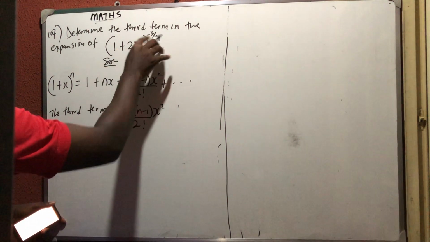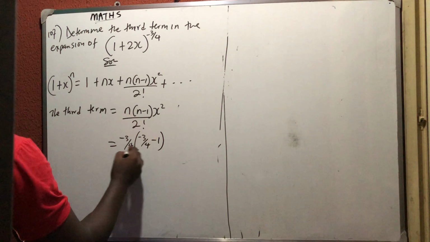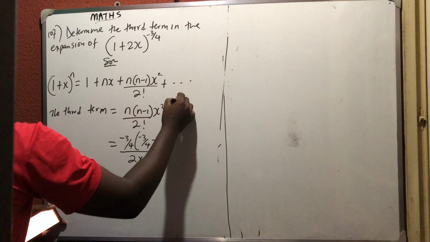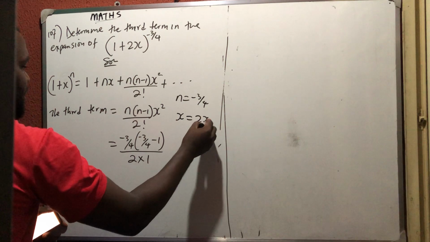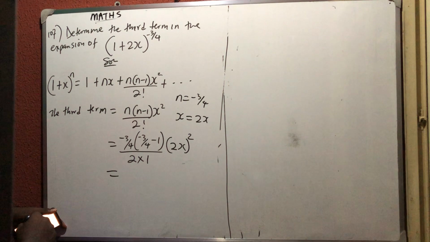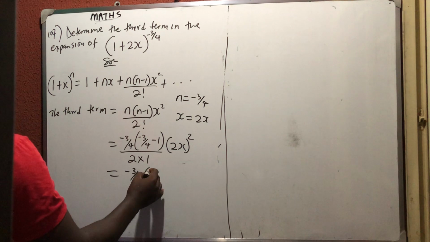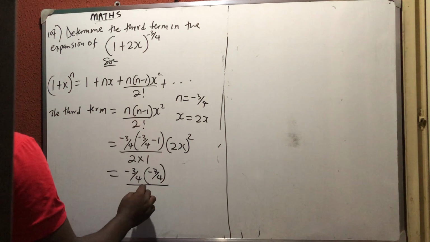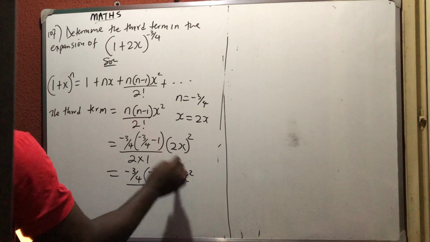So let us put it. My n is what? Minus 3 over 4, in bracket of minus 3 over 4 minus 1, all over 2 times 1. Then here, my n is equal to minus 3 over 4, while my x is equal to 2x. So I'm going to say 2x all squared. So I'm left with minus 3 over 4 in bracket of minus 7 over 4, then all over 2. Then I'm having here 4x squared. So this cancels this, I'm having 2 remaining.